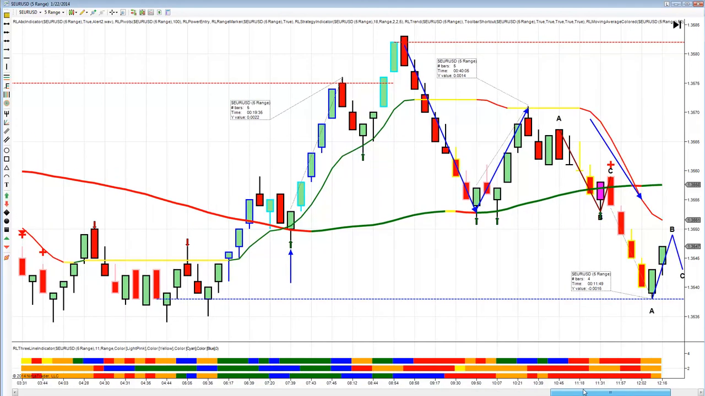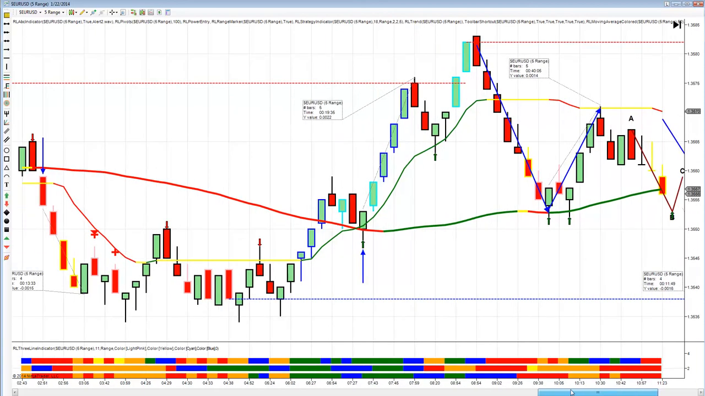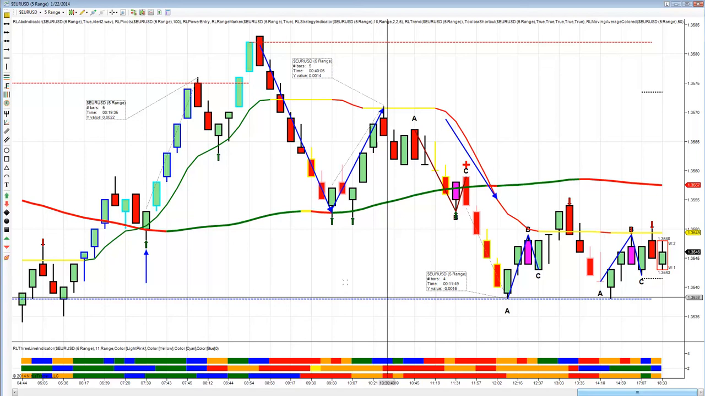That's about 78 pips today. We could have gotten that very conservatively on these 4 entries, trading the euro dollar on a 5-range chart on Right Line.